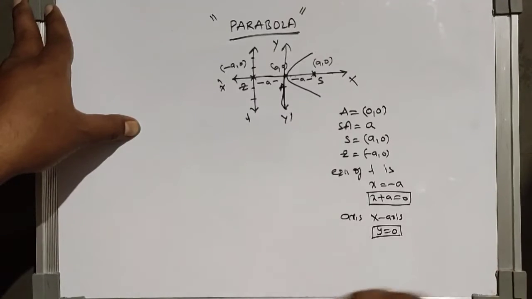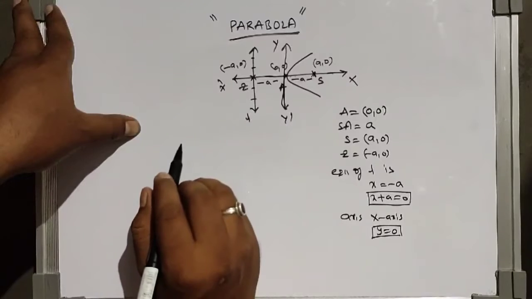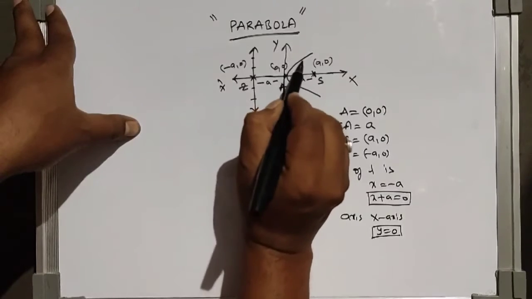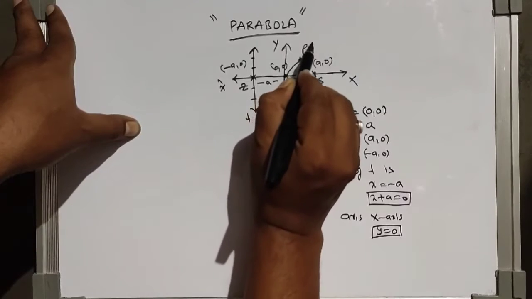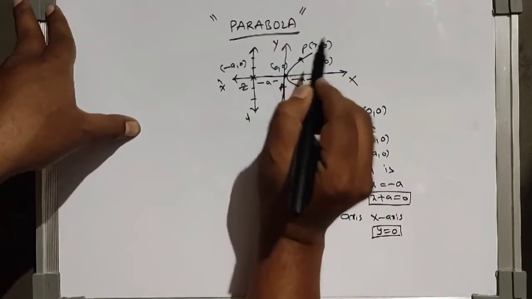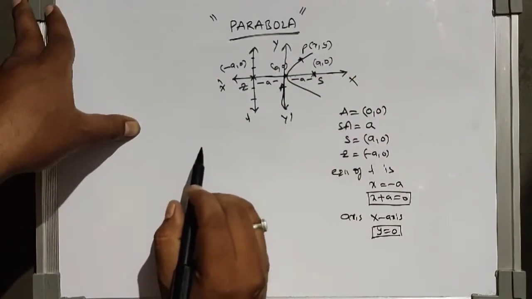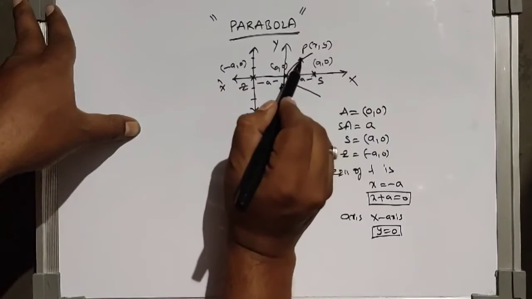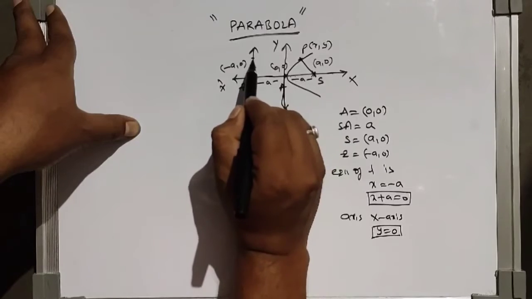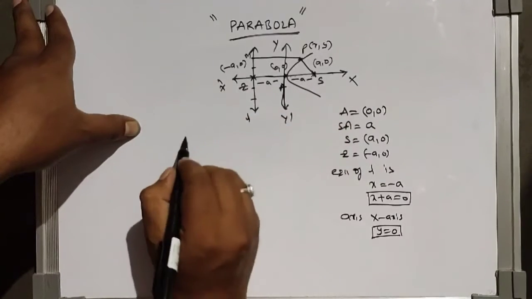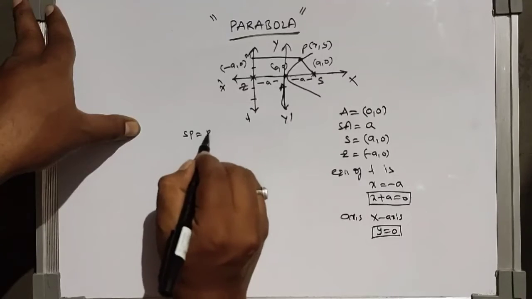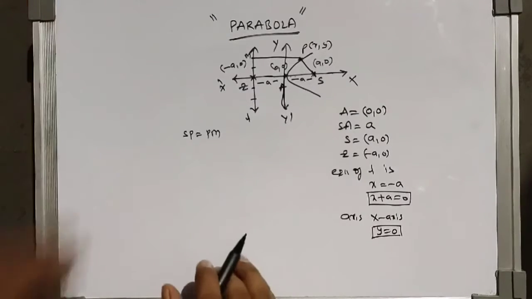So now we have to derive the equation of parabola. For the purpose I'm taking a point P on the parabola, that is point P (x, y), and from the definition the distance from the fixed point is SP, and from the fixed line is PM. So both are equal, therefore SP is equal to PM. This is the definition of parabola.